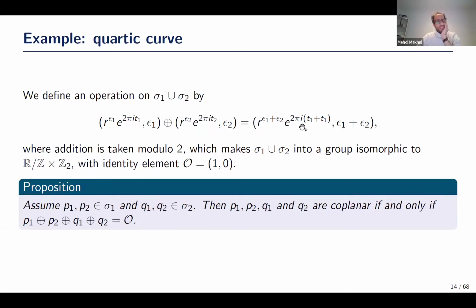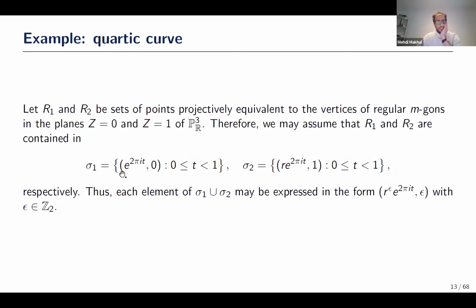The main property of this group structure is that if I pick 2 points from sigma 1 and 2 points from sigma 2, then these 4 points lie on a plane if and only if the sum of them is the identity element of this operation. And the identity is (1, 0). Again, if you look at this example, it is also the intersection of two quadrics. One quadric is a union of these two planes, and the other is a cylinder containing these two circles.